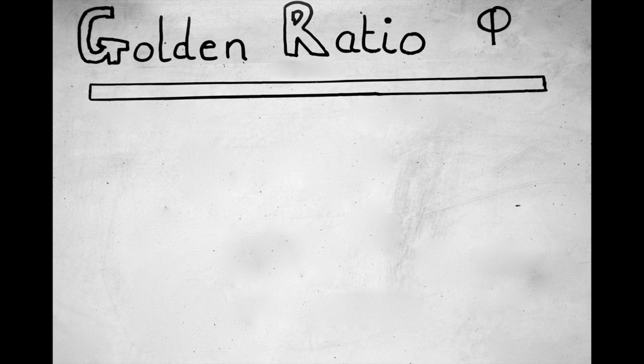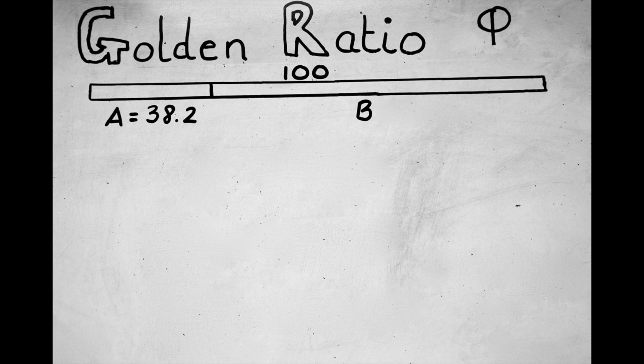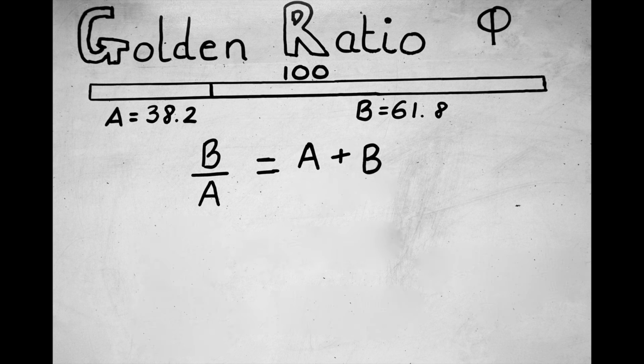Take a rod, say it's 100 units long, and divide this rod into 2 parts. Call the shorter part A and the longer part B. Here we have chosen A equals 38.2 and B equals 61.8. We then substitute these into the formula: B divided by A equals (A plus B) over B. Note that we chose A to equal 38.2 and B to equal 61.8 so that when you substitute these into the formula, it works.